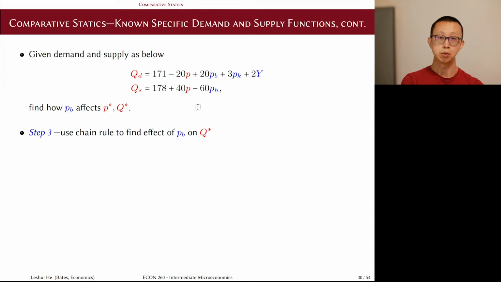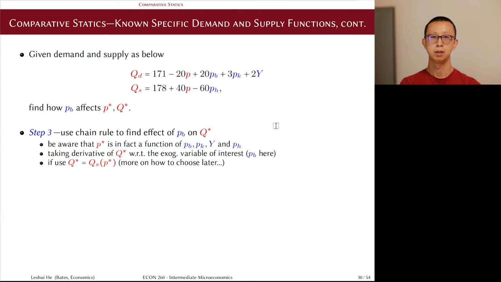And as an example, we're going to look at how the change in the price of beef changes the equilibrium quantity. To carry out this exercise, we need to keep in mind that the equilibrium price is in fact a function of the price of beef, price of chicken, income level, and price of hogs. What we're going to do is directly take the derivative of the equilibrium quantity without plugging in the equilibrium price. And we'll see how this works.